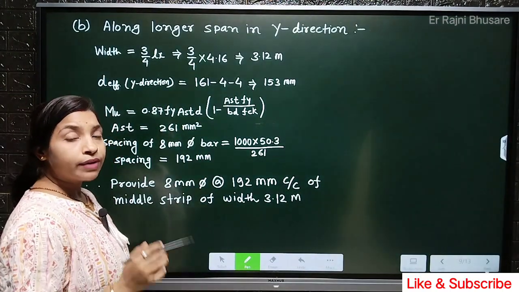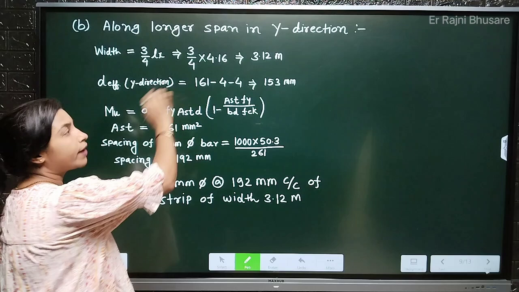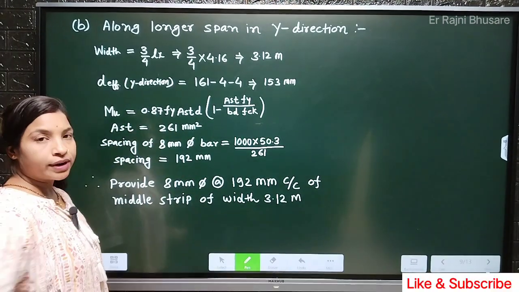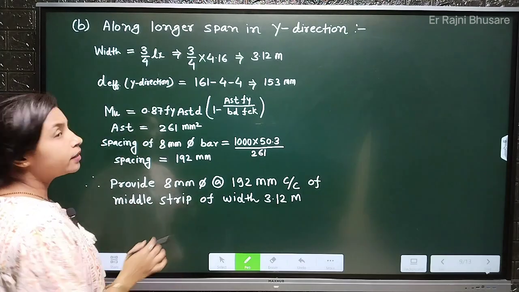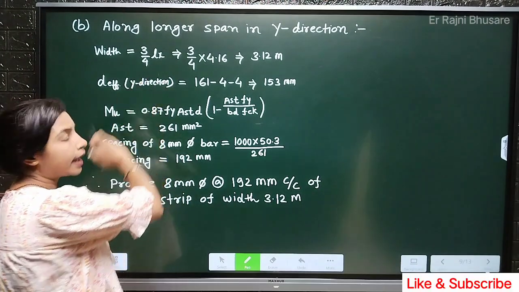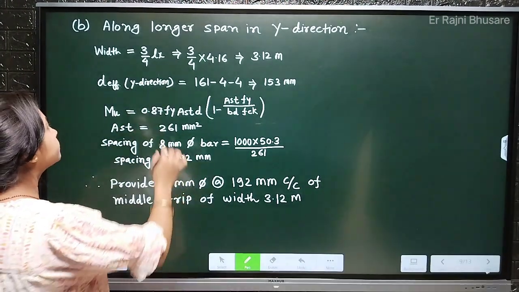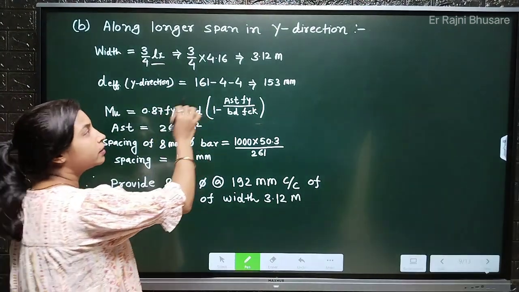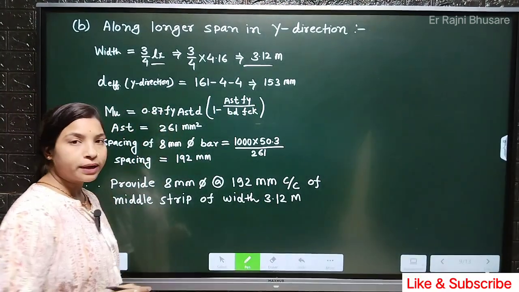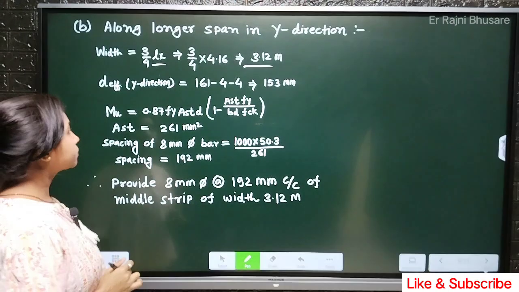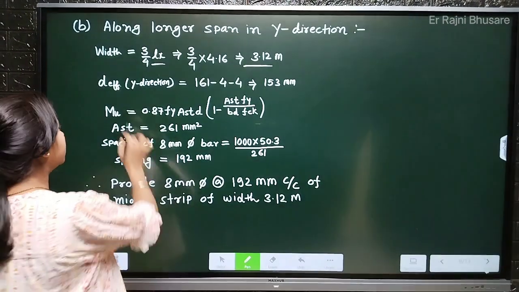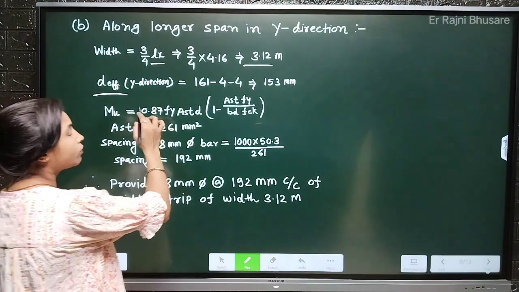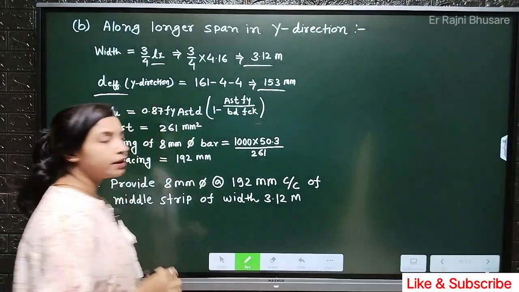First we have to determine the longer span in y direction, and now we will calculate their width. So it is a middle strip and their dimension is 3 by 4 Lx. Now I am taking the value of Lx as 4.16. So it is calculated here as 3.12 meter width. And now we also have to calculate d effective again in y direction. So our d effective is 153 mm.